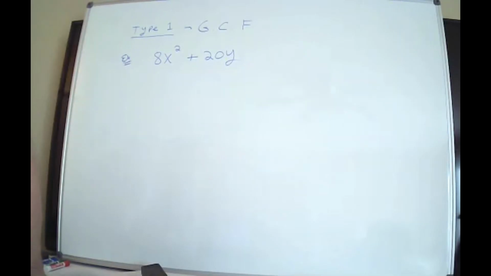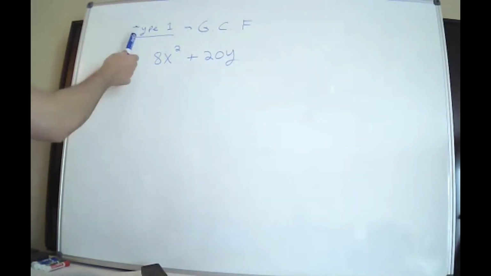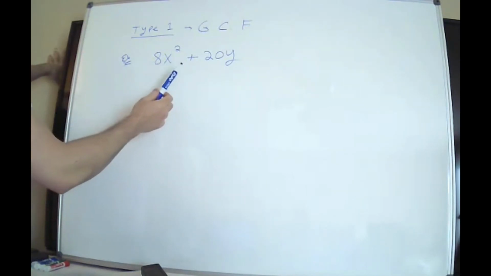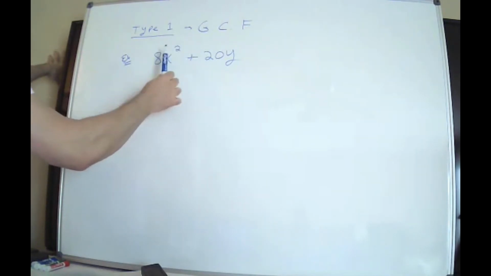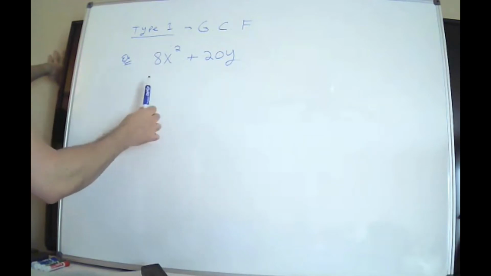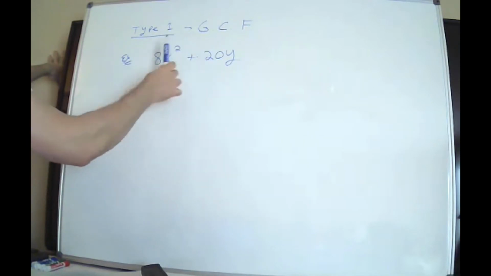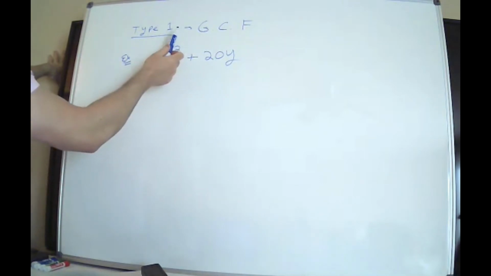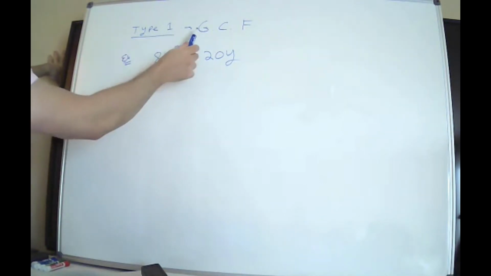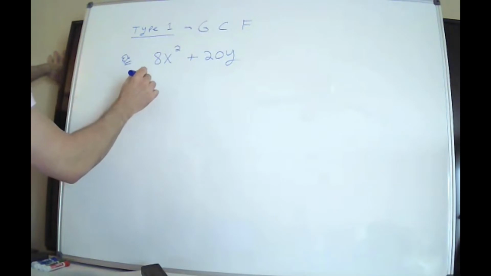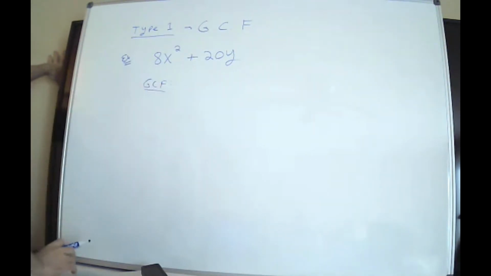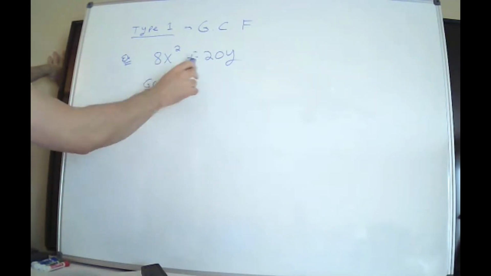So here we go. First example of factoring. Factoring, remember, means take something big and write it as a product of smaller things. So we're going to take this polynomial and write it as a product of smaller ones. The first technique and method of factoring is called the greatest common factor. So the first thing you have to do is figure out what the GCF of these two terms is.